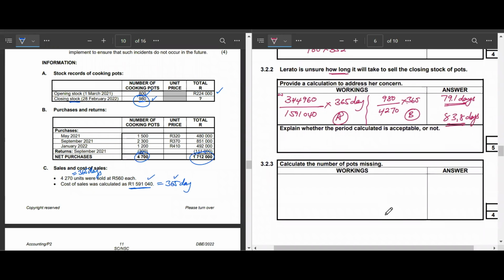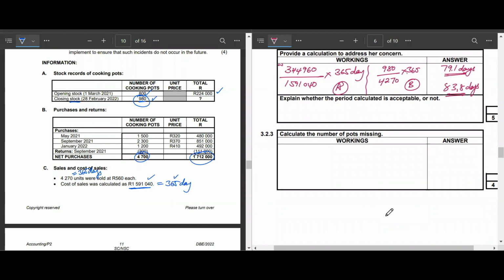Due to my time constraints, I'm just going to do 3.2.3 now, and then we'll end this video. It says, calculate the number of pots missing. There are several ways of doing this, but I just want to do it from what we have learned in Grade 10 as well as Grade 11. I'm going to open what we call a stock account, but this stock account is going to be in units. Again, I'm going to say opening stock. My opening stock is 800.